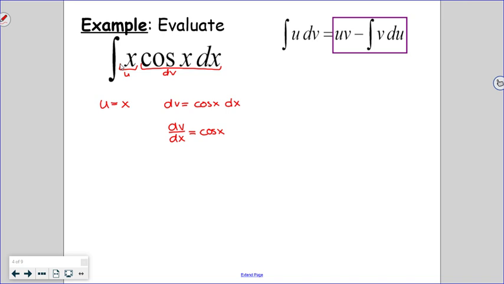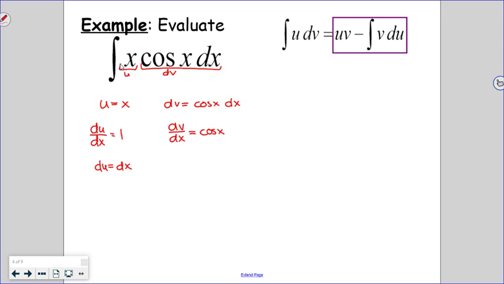Once we've identified those, I need two things. I need to take the derivative of u, because we need eventually du equals. So du dx, derivative of u with respect to x. Derivative of x is just 1. Solve that for du, because that's what I need to plug in. I need to sub in something here for du. So if I solve this for du, I would multiply both sides by dx and find out that du actually equals dx, right? 1 times dx is dx.